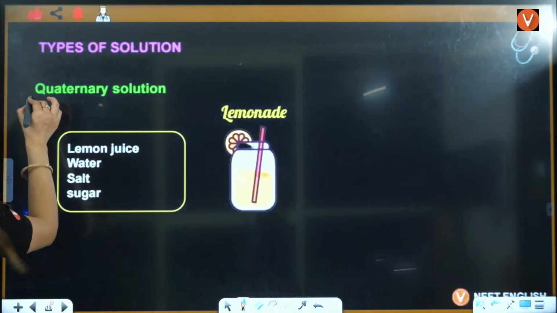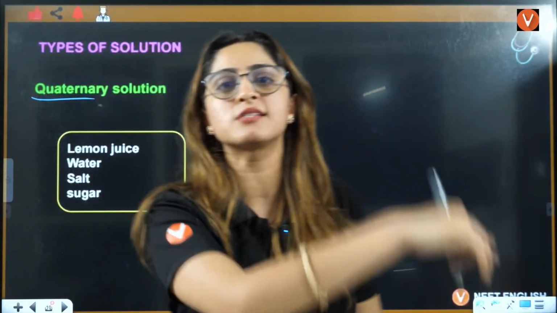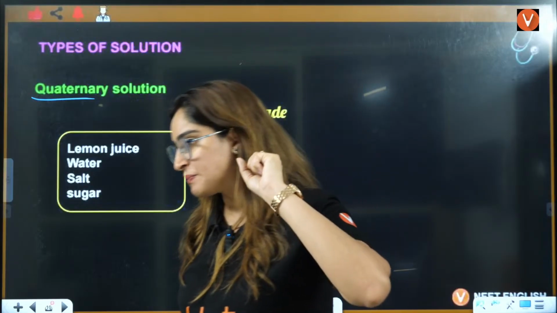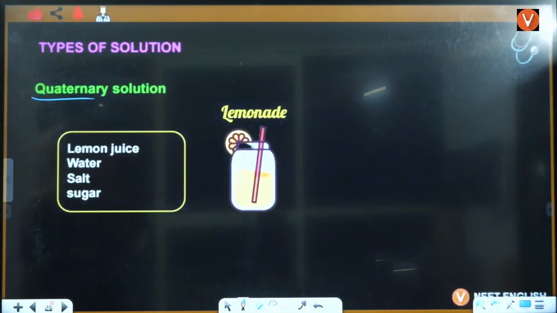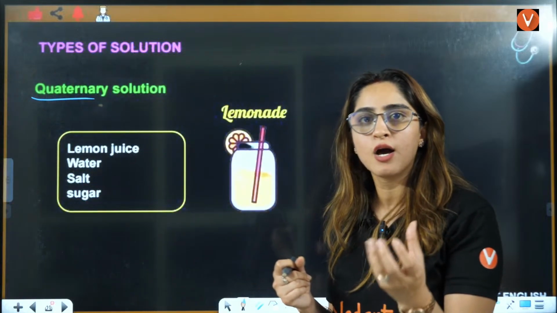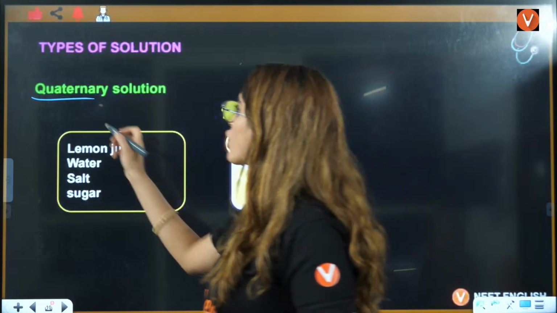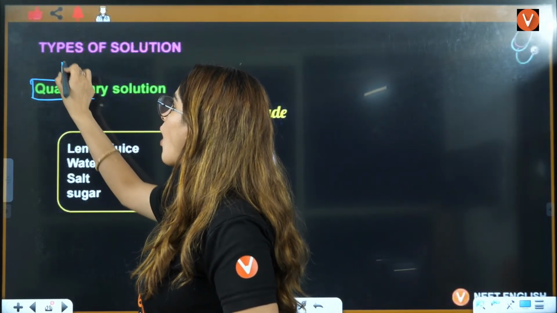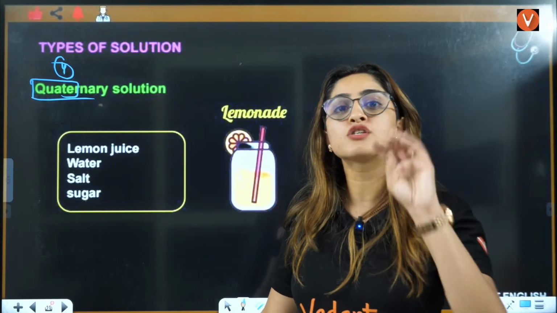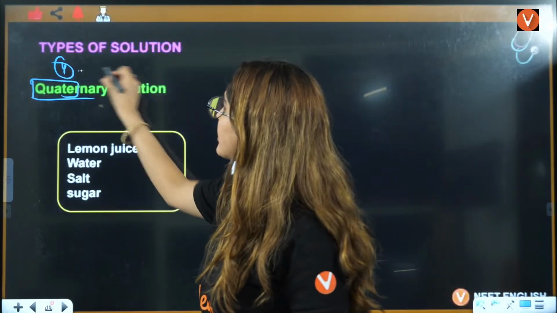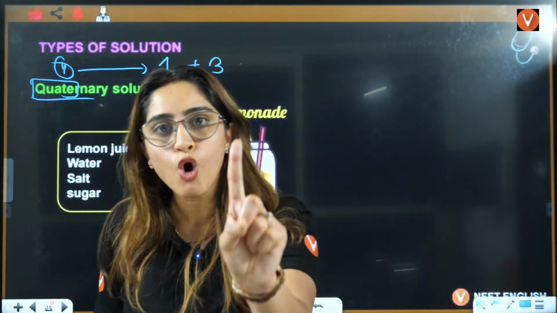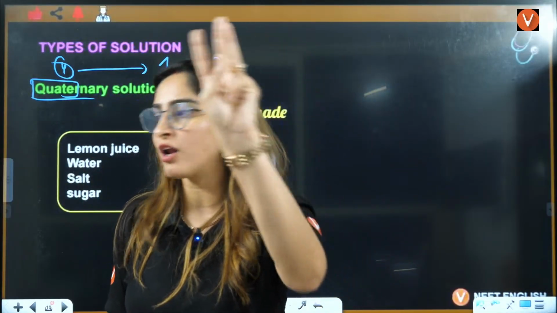Now there is a solution called quaternary solution. Can you tell me what you mean by quad? Very good, Rehan. Quad means 4, right? Quadruple, quadratic equations, that is 4. So here you will have one solvent and 3 solutes.